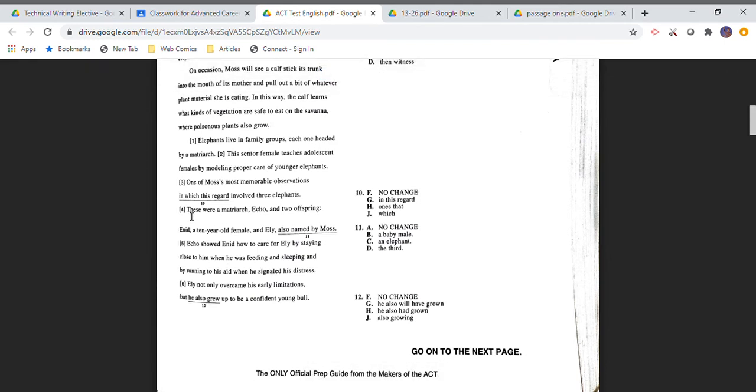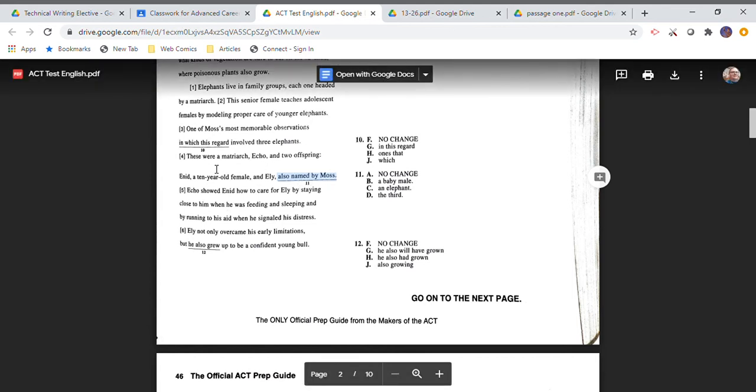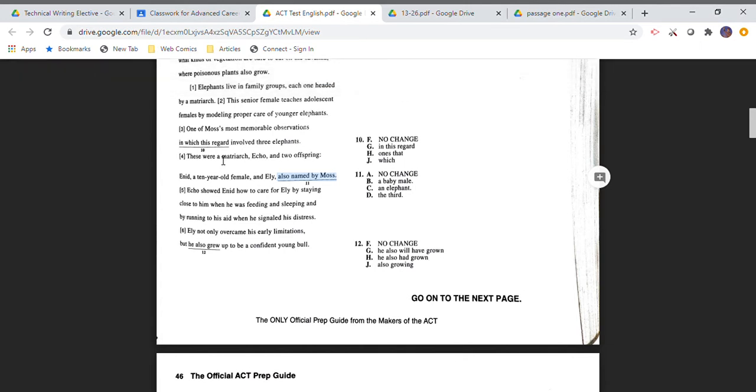4. These were a matriarch, Echo, and 2 offspring, Enid, a 10-year-old female, and Eli, also named by Moss. 11, no change. See, okay, here's why there's a problem with this. "Also named by Moss" would only make sense if we had already pointed out that the other 2 were named by Moss, and we didn't. These were a matriarch, Echo, and 2 offspring, Enid, a 10-year-old female, and Eli, a baby male.